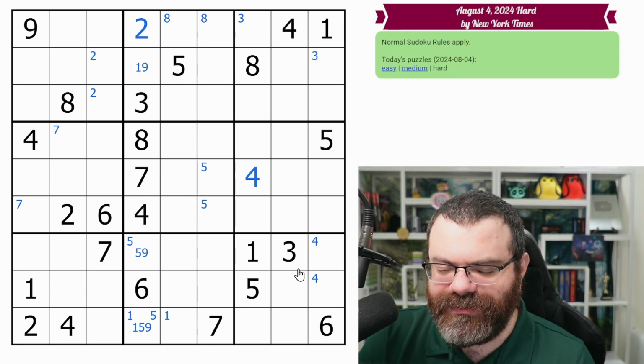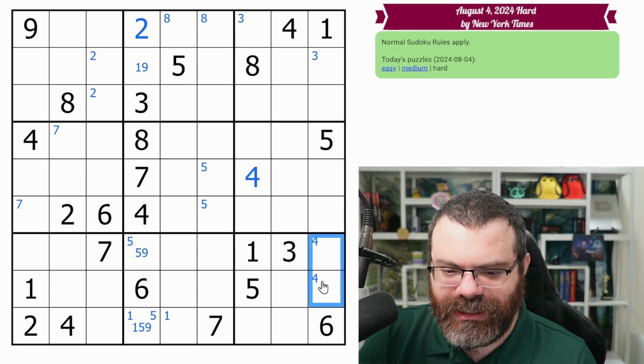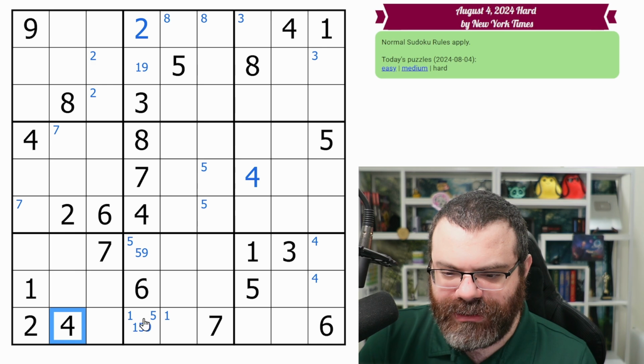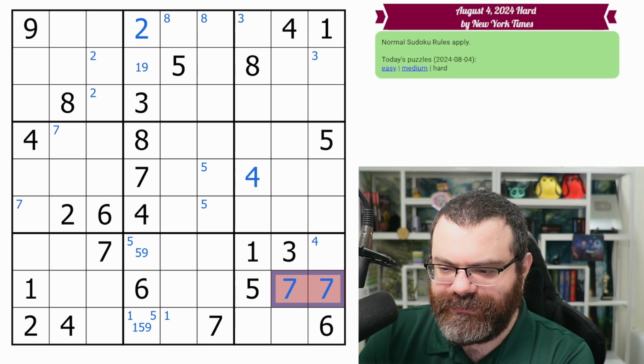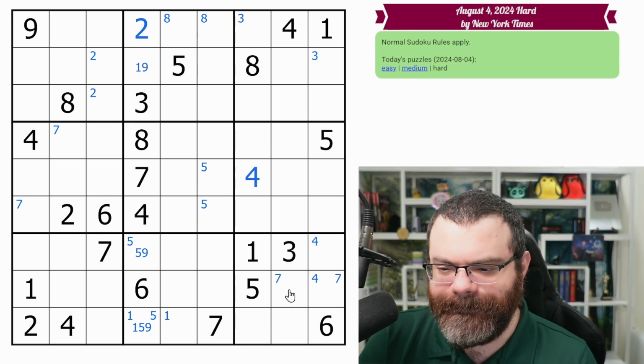I don't think I can do anything directly with that right now. So let's just keep looking. So we got the 4. I don't think 4 in this box is useful. We have the 7s. The 2 7s look in, putting 7... oops, not in both. Putting 7 in one of these two.